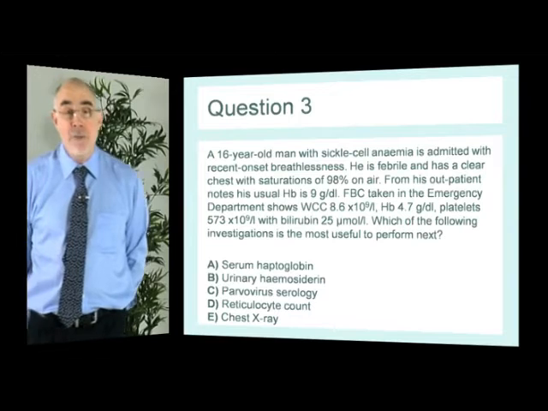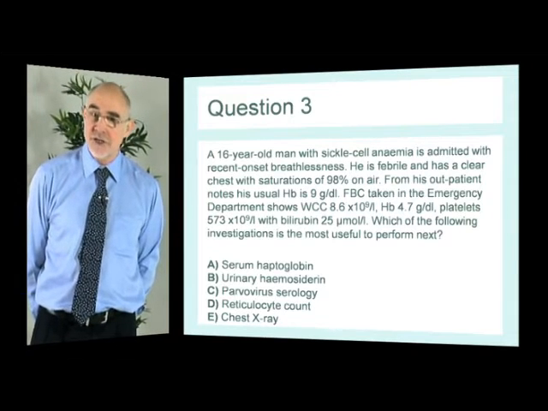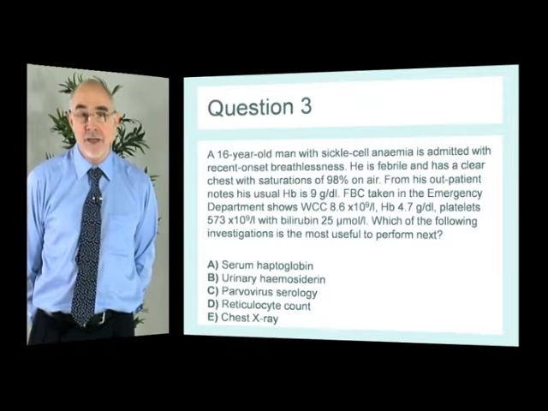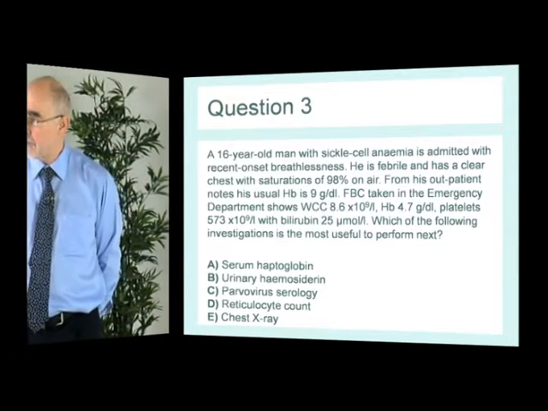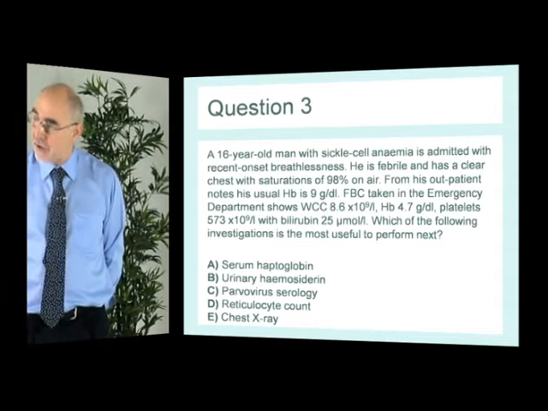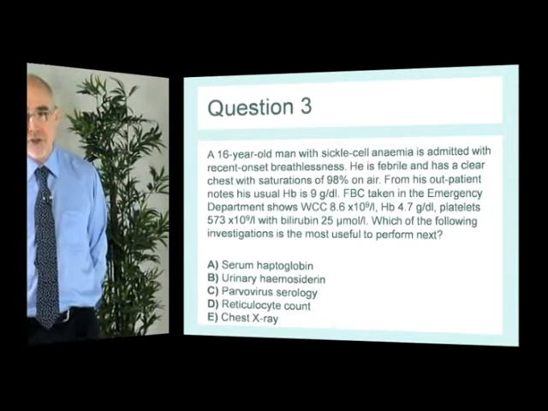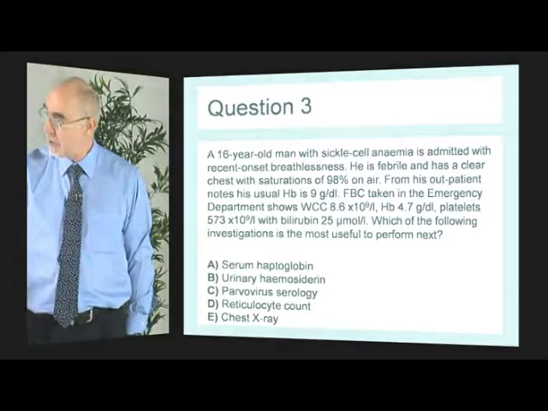He has a hyperbilirubinemia, which is almost always found in sickle cell disease. They always have a tinge of jaundice, and he has an elevated platelet count, another common accompaniment. Which of the following investigations would be most useful to perform next? I'll let you consider that question for a moment.